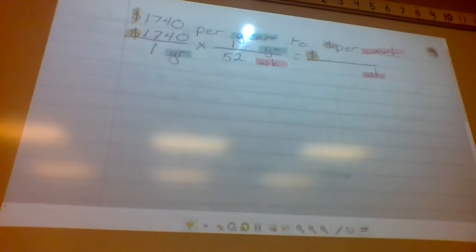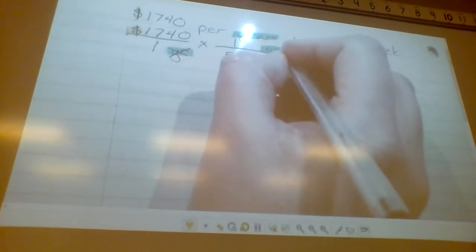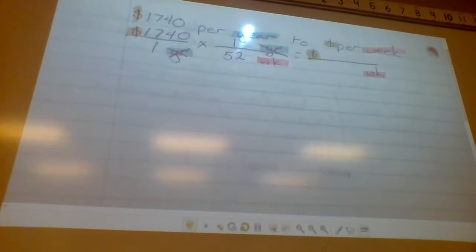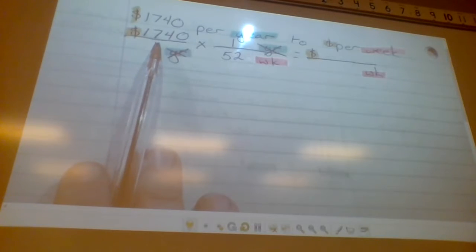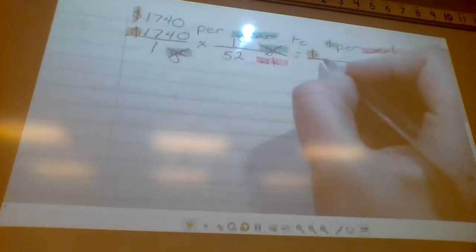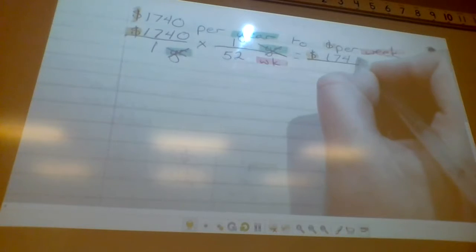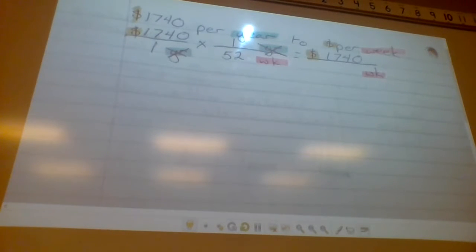Now, we're gonna multiply across. No, what can we cross reduce? Cross off the years. That was the whole point of putting those years, not because we wanted it, but because it helped us set up the problem. Only the label, not the numbers. Because we want to say, what is 1,740 times 1? 1,740. What is 1 times 52? 52.